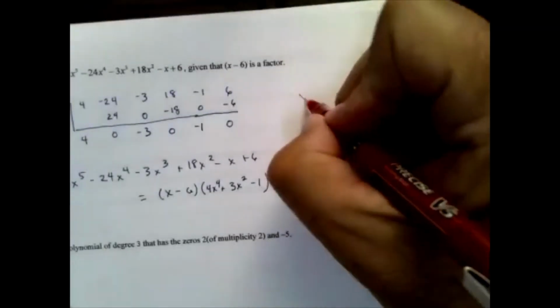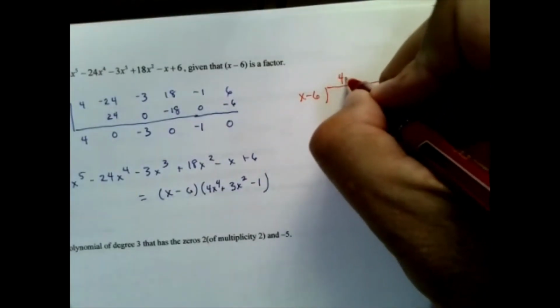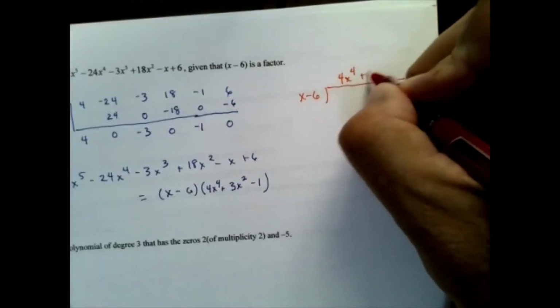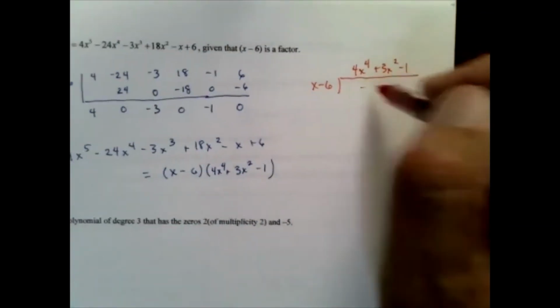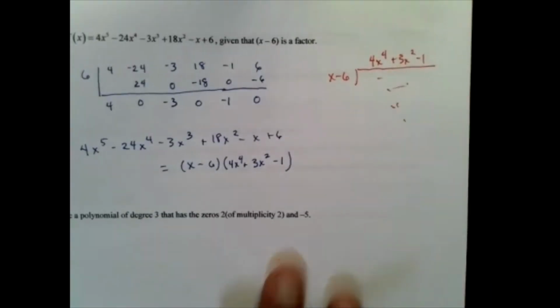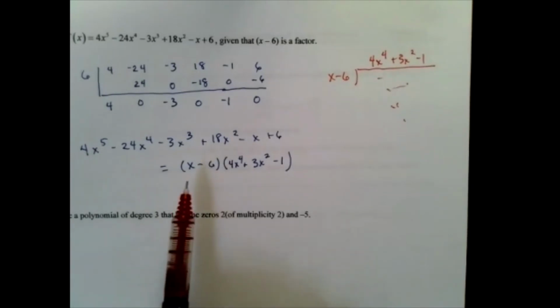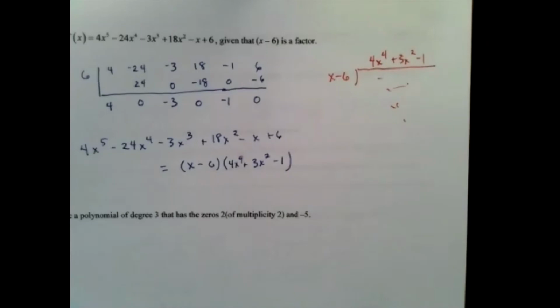Had I done long division, up here would have been 4x to the fourth plus 3x squared minus 1. And so on. So if I multiply these two together, I get that giant polynomial.